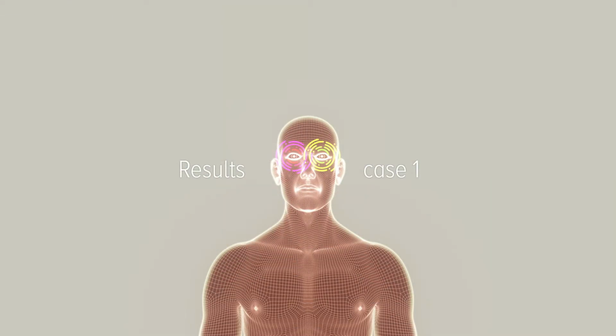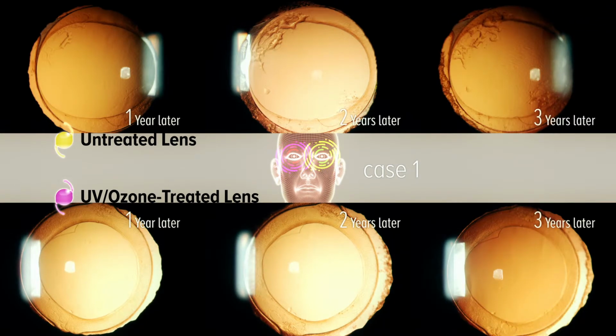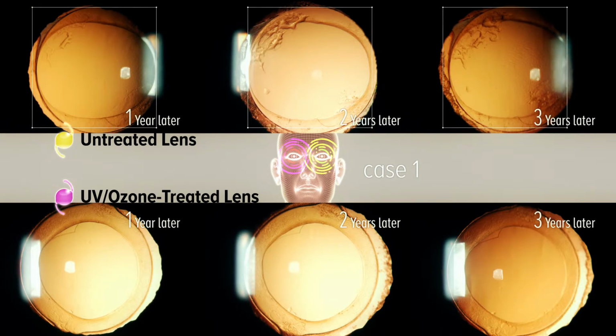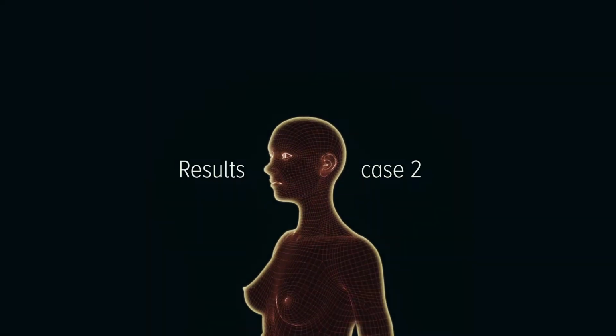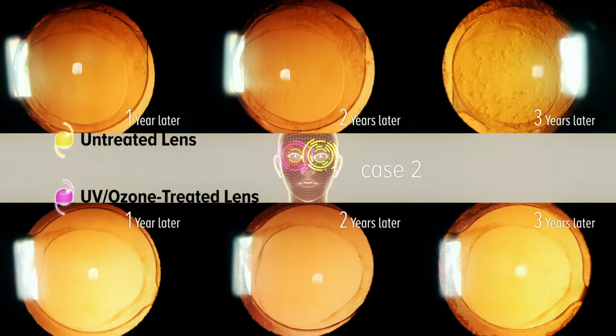Here are the results 3 years after the clinical trials. With the non-treated lens, you see considerable PCO. However, with the UV ozone-treated lens, little PCO can be seen. Here's another example with almost identical results.